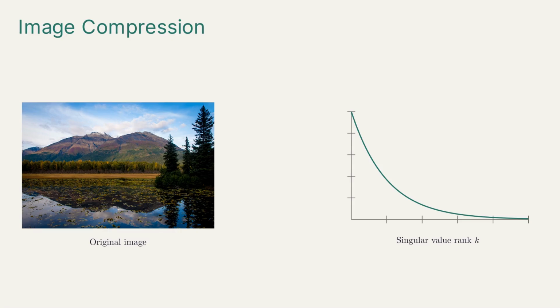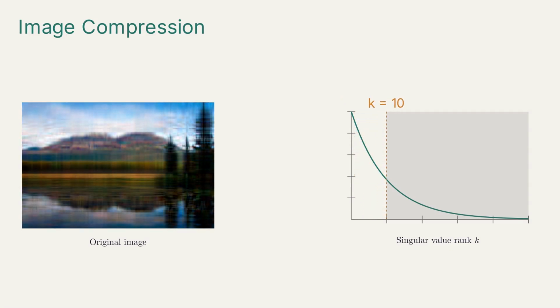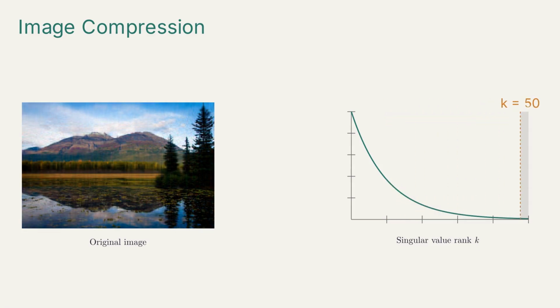Think of a high-resolution photograph. To a computer, that's just a massive matrix of color values. By performing an SVD, we isolate the largest singular values, which capture the primary structure of the image. If we keep only the top k singular values and throw away the rest, we reconstruct an image that looks nearly identical to the original, but stores only a fraction of the data.